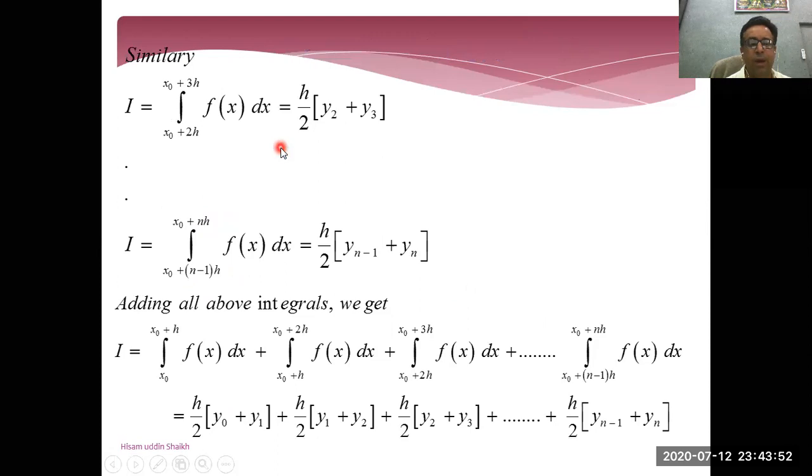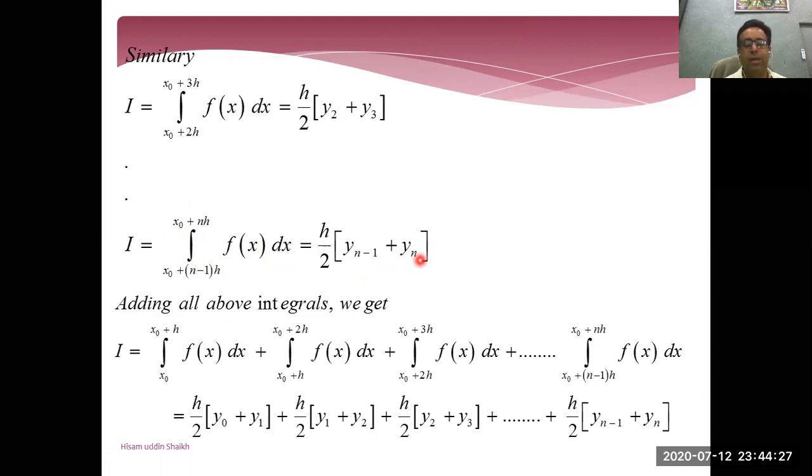Similarly, when we integrate f(x) over another two points, x2 to x3, the result will be h/2 (y2 + y3). Similarly, when we integrate f(x) between any two points, say the (n-1)th to the nth value, x0 + nh, which is b, the last limit, the result will be h/2 (y_{n-1} + y_n).